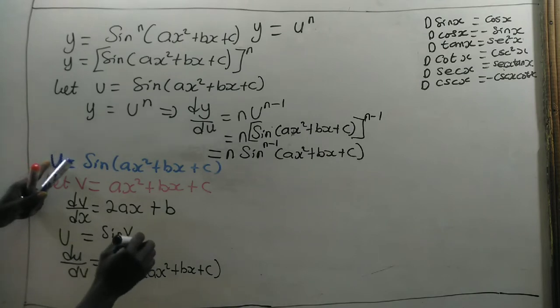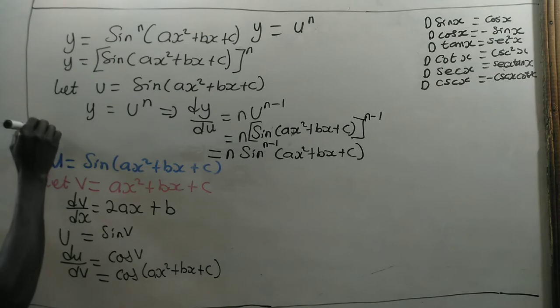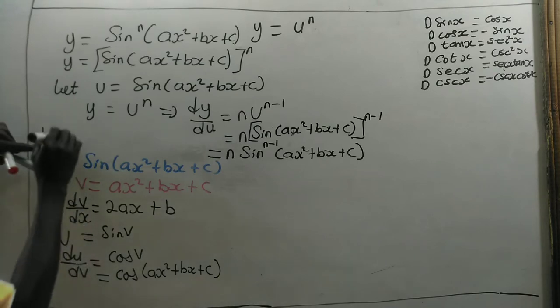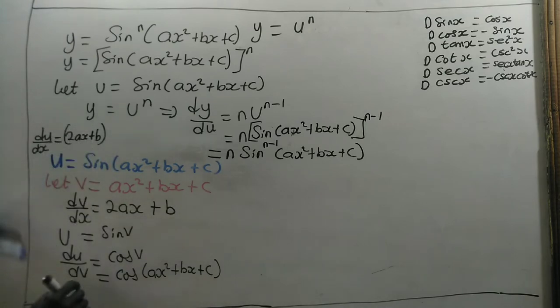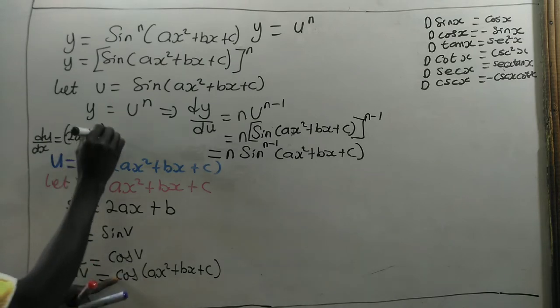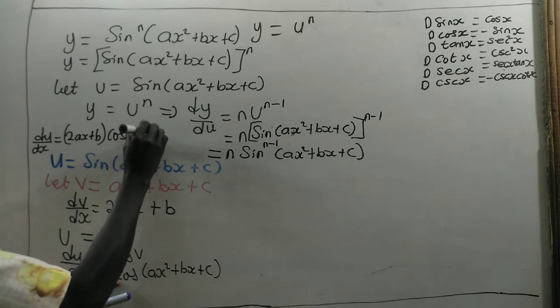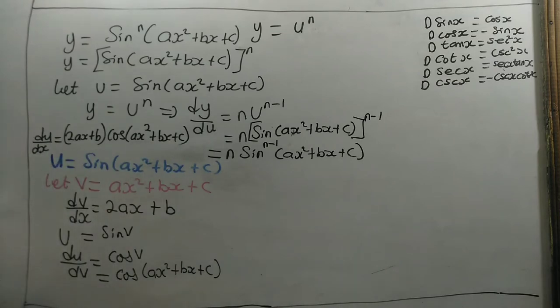Now I can find my du/dx. So let me write it at the top here. du/dx is equal to dv/dx, that is 2ax plus b, times du/dv, that is cosine of ax squared plus bx plus c, as my du/dx.